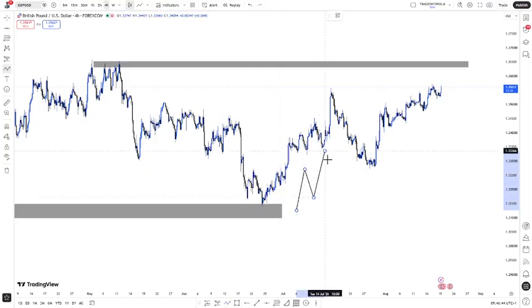Higher highs, higher lows, higher highs, higher lows, higher highs, as simple, as clean as this. No, it doesn't work that way. Yes, we are having our higher highs and higher lows. That's why price has been buying to the upside.